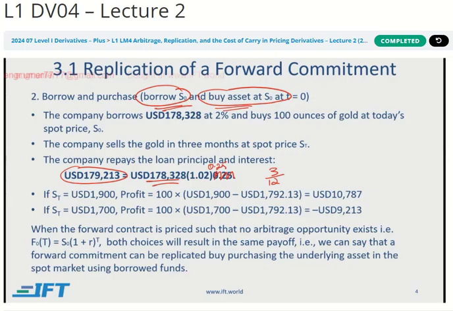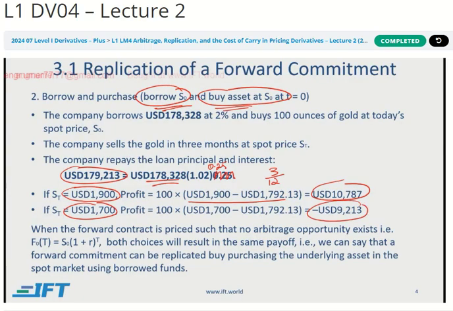And you see that the payoff is exactly the same. So if the gold price in dollars goes up to 1900, we still make the same profit. And if the gold price comes down to 1700, we still make the same loss.